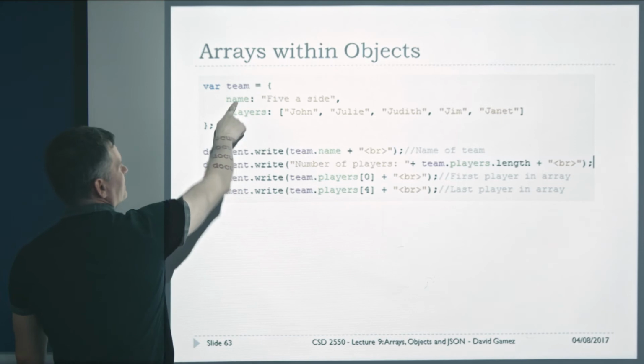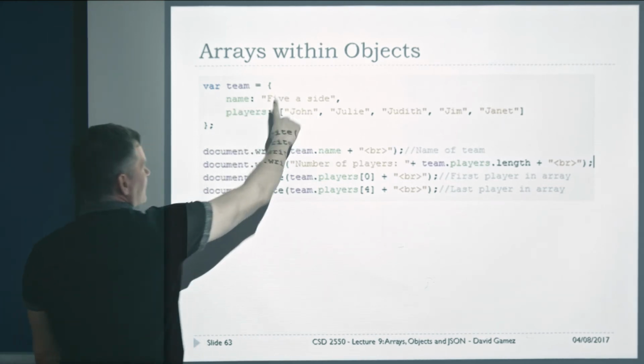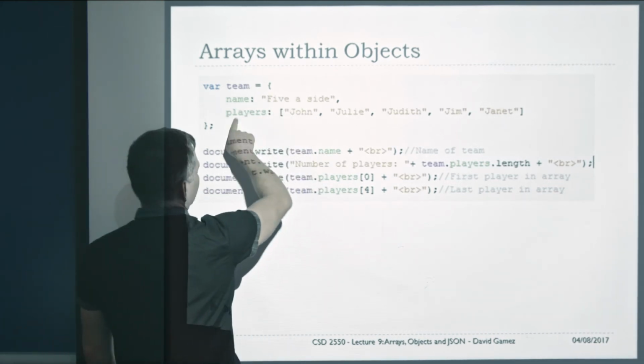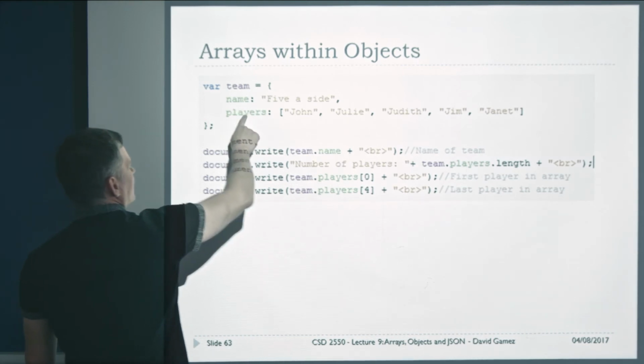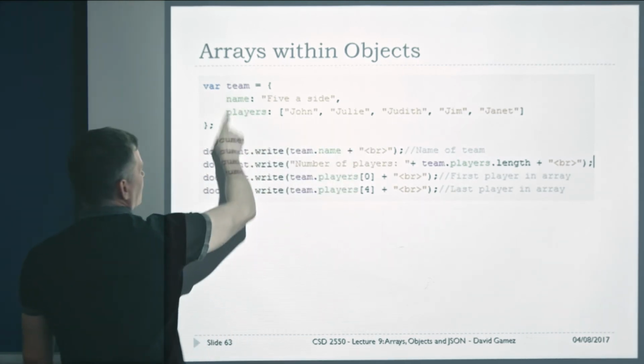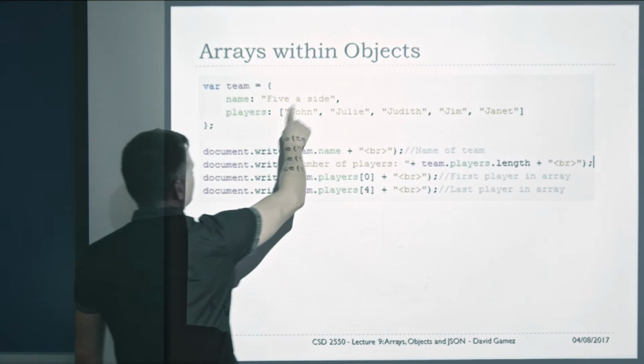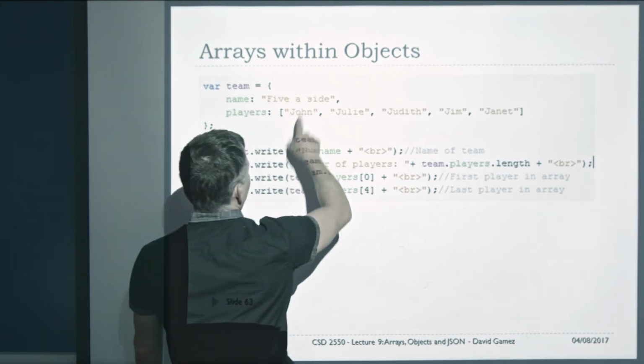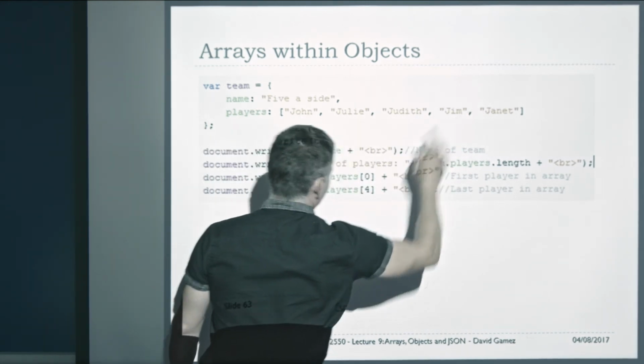So if we do team.name, that's accessing this piece of data. And we can also do team.players, which is accessing this key, which points to an array. So team.players[0] will give us John. Team.players[4], which is 0, 1, 2, 3, 4, will be Janet in this case.